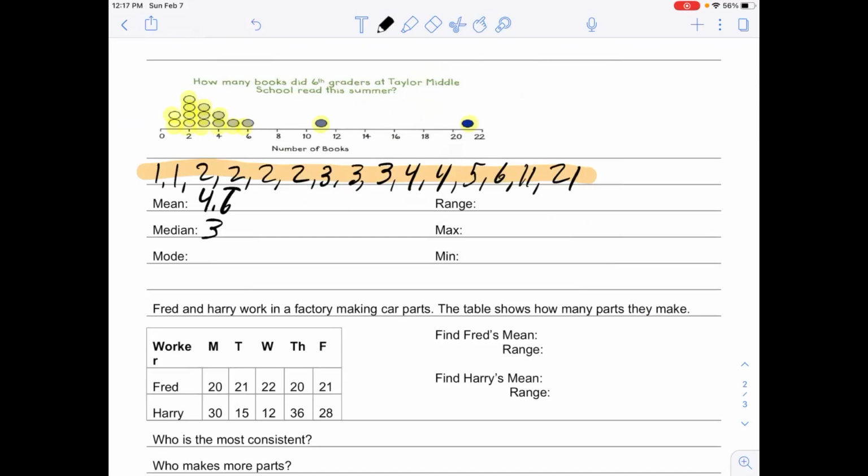The mode is the number that occurs most often, and we can actually see that in this graph right here. There's more 2's than there are anything else. The number 2 occurs 4 times. So the mode is the number 2.